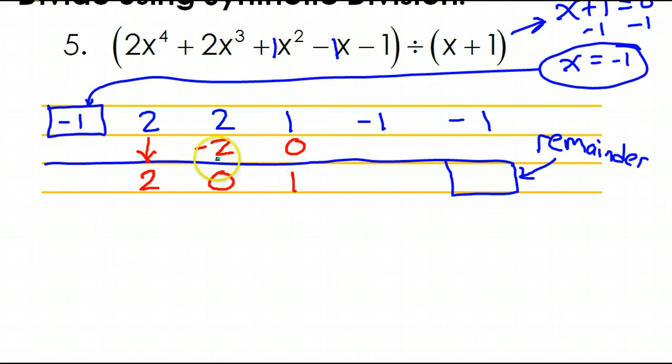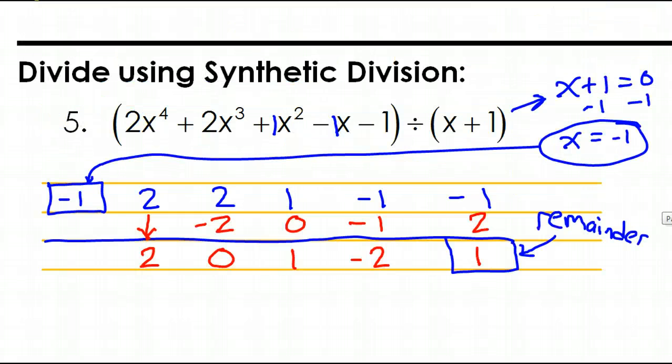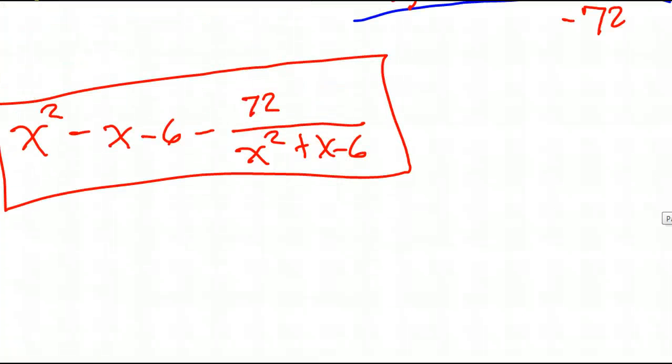Repeat. 1 times negative 1 is negative 1. Put it in the next available space. Combine like terms, you get negative 2. One more time. I do this times this and put it here. So negative 2 times negative 1 is positive 2. Combine like terms, and that is 1. So 1's your remainder. Now, we need to get our variables back in.